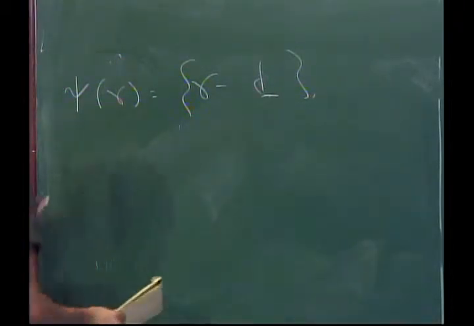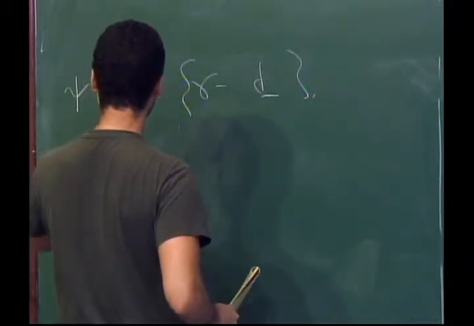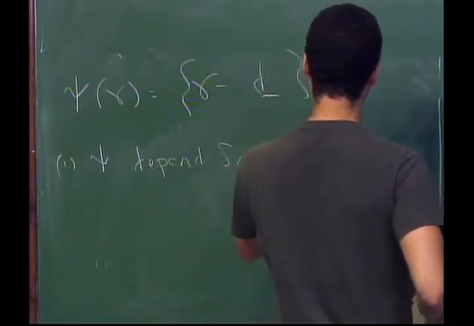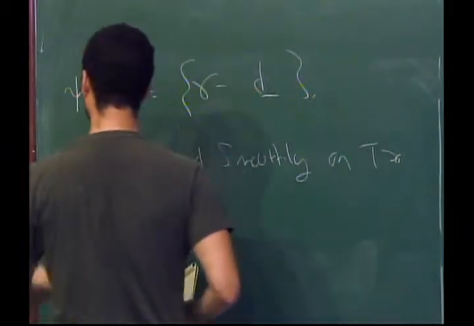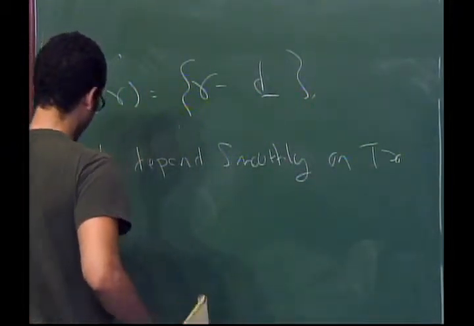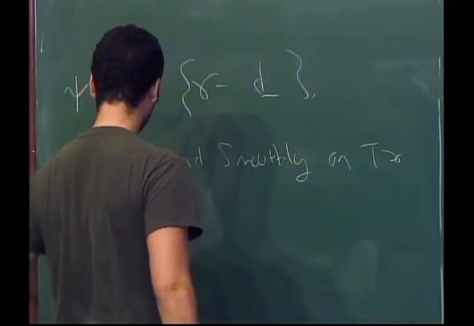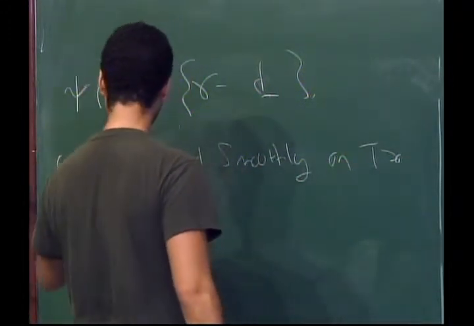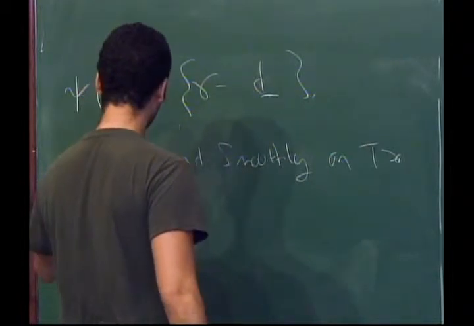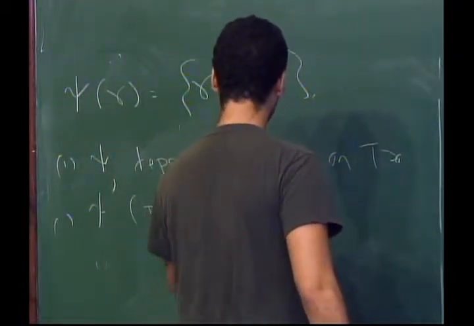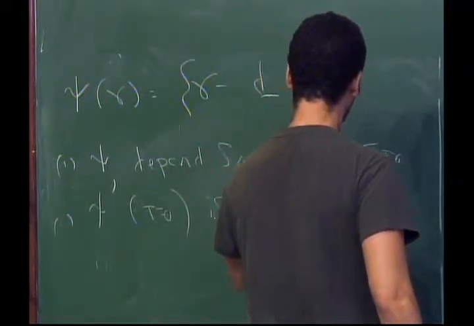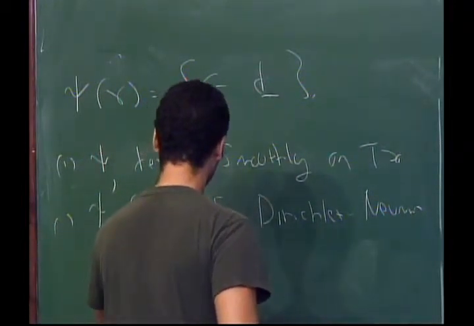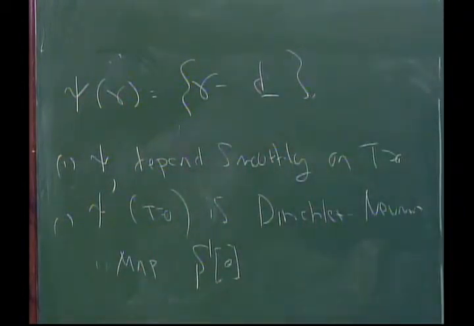So a couple points. So gamma here, or psi here, depends smoothly on tau, on tau greater than 0. C of 0 is basically just, let me just say what the linearization, C prime when tau is equal to 0, is a Dirichlet Neumann map. Just at a flat Scherk surface. So we'll say what this is and why this is true.